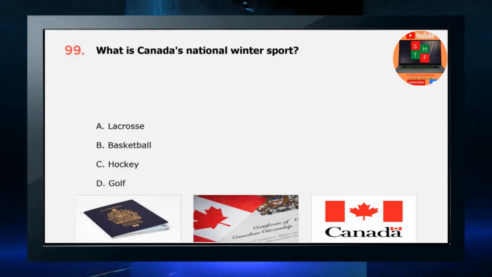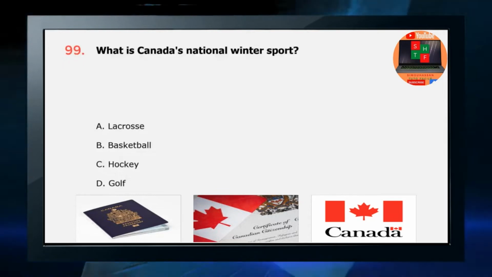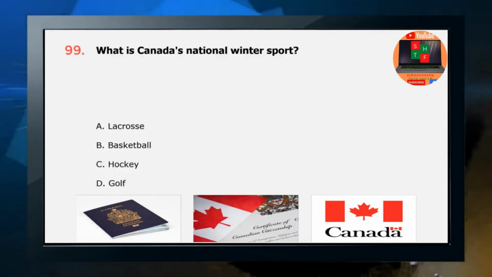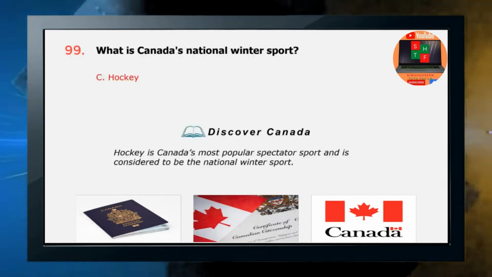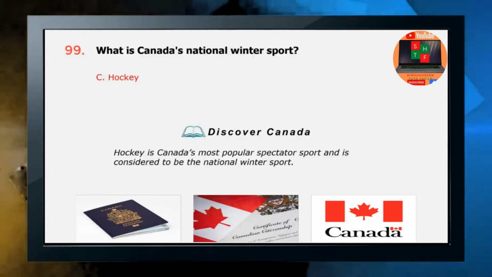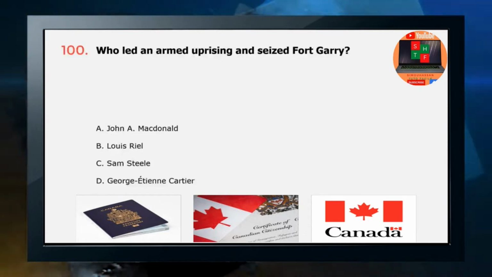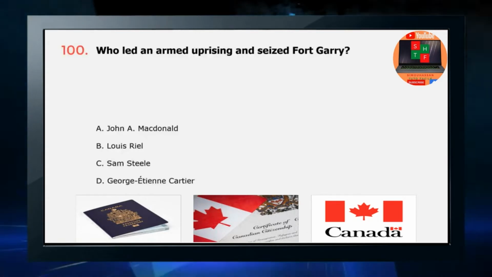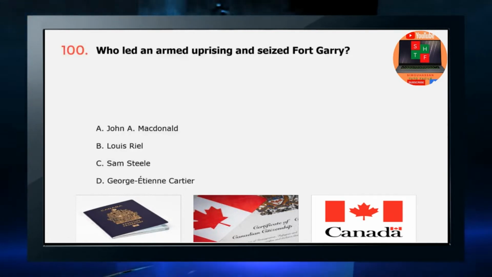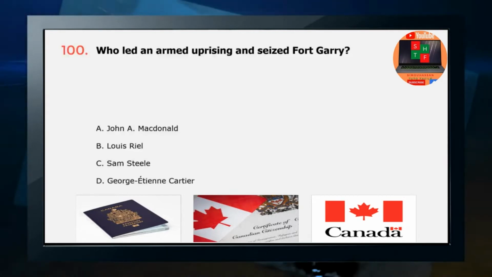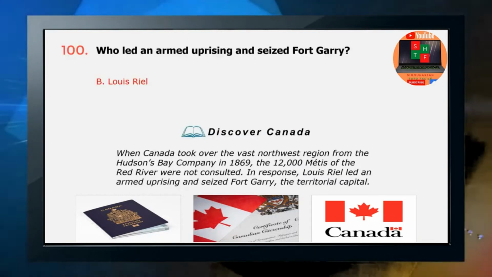Question 99. What is Canada's national winter sport? A. Lacrosse. B. Basketball. C. Hockey. D. Golf. The answer is C. Hockey. Question 100. Who led an armed uprising and seized Fort Garry? A. John A. Macdonald. B. Louis Riel. C. Sam Steele. D. Georges-Étienne Cartier. The answer is B. Louis Riel.